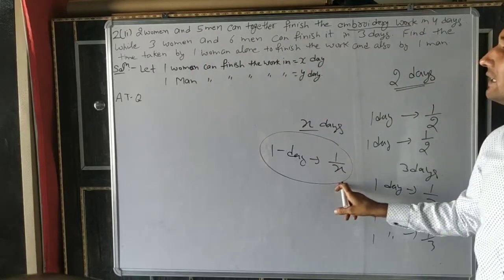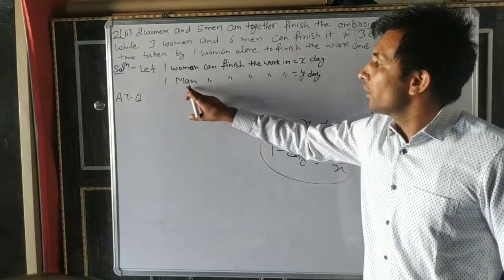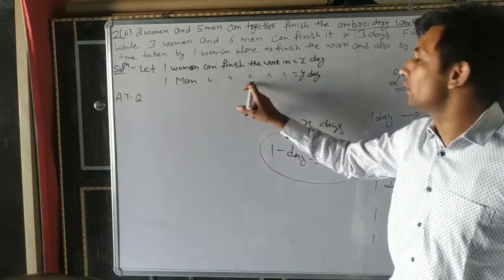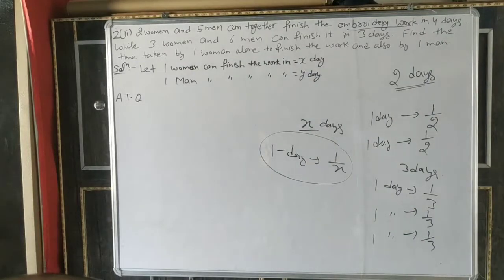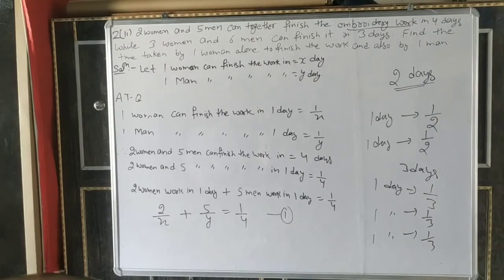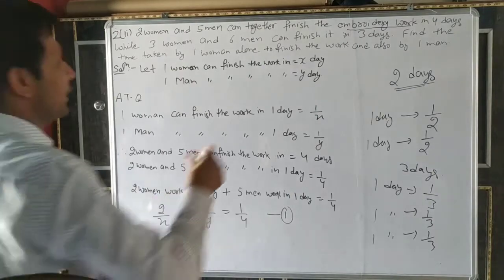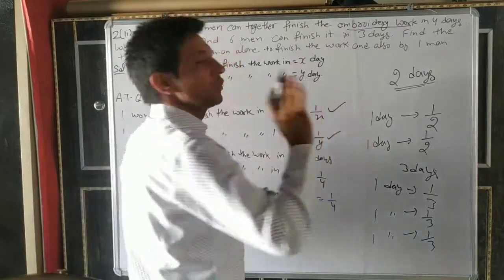1/X part. Same as it is. In 1 day, one man, how much part of the work will finish? 1/Y days. Understand it? It is very important. Now look at here. If you understand it, it is very easy to understand the question.